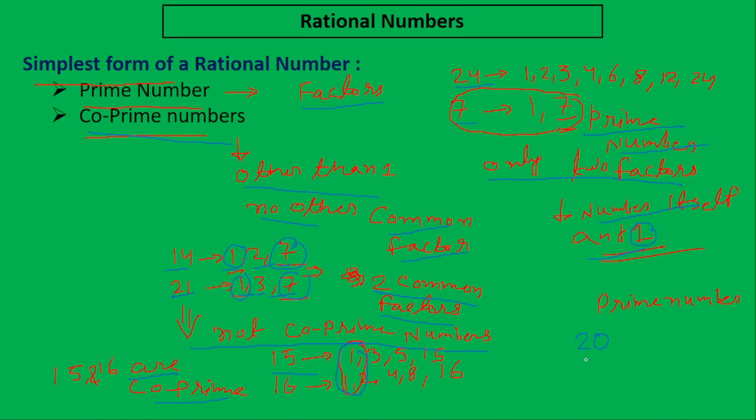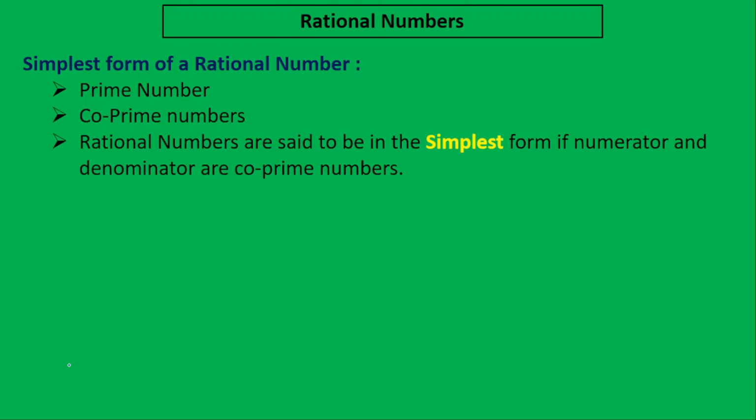Now take another example, 20 and 9. 20: 1, 2, 4, 5, 10, 20. 9: 1, 3, 9. So common is only 1. Hence 20 and 9 are co-prime numbers. So we have learned co-prime numbers.